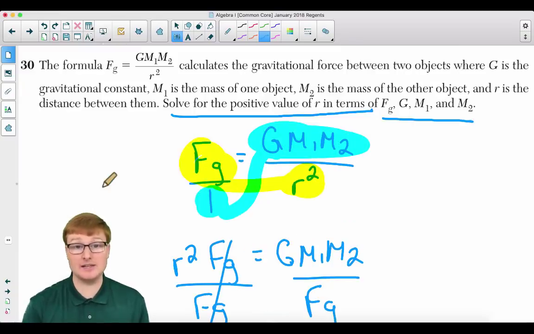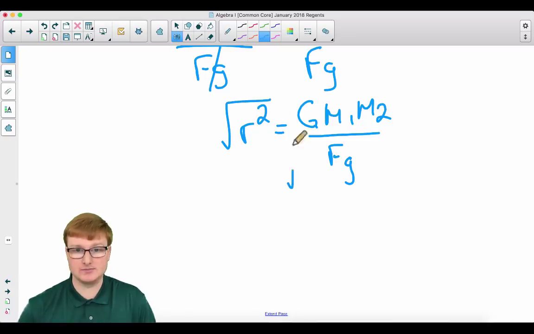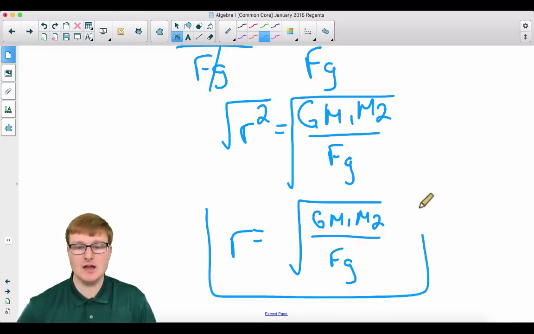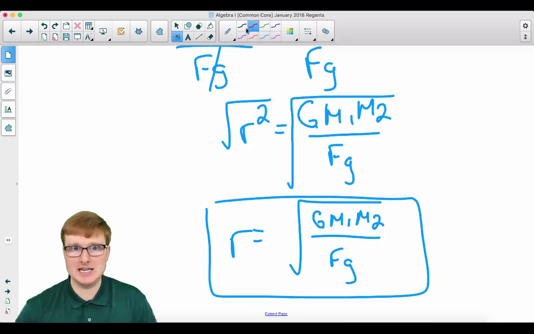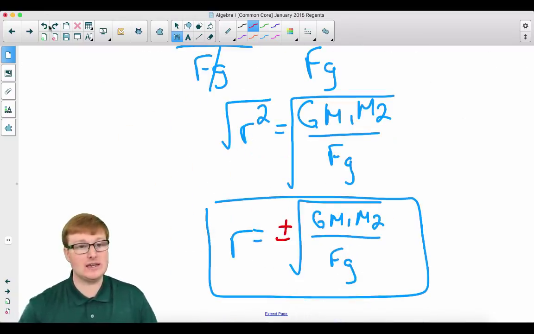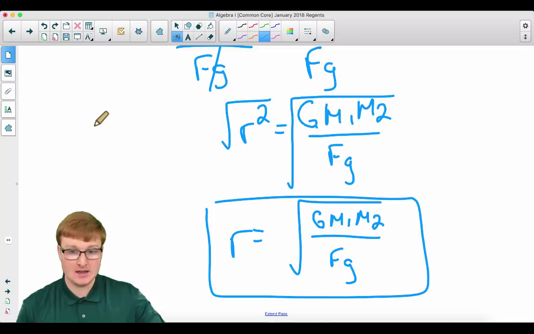Now to solve for r, because it's asking you to solve for r, we have to take the square root of both sides. So now we have r is equal to the square root of g m1 m2 divided by f sub g. You can't simplify that any further. By the way, do not write plus minus. That is a no-no. It specifically says positive value, so we don't care about plus minus. We only care about the positive value, which is what's listed right there. So that's your answer. r is equal to the square root of g m1 m2 divided by f sub g.